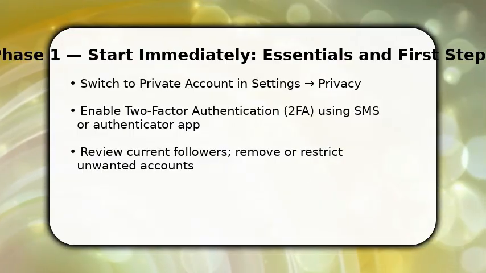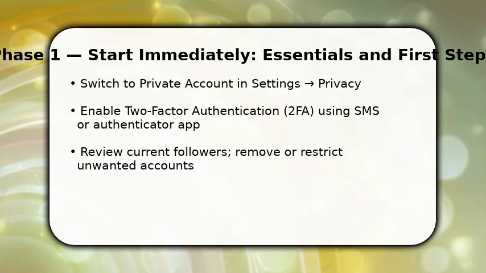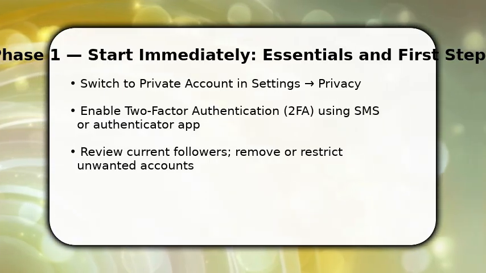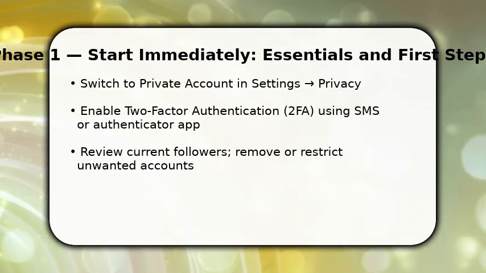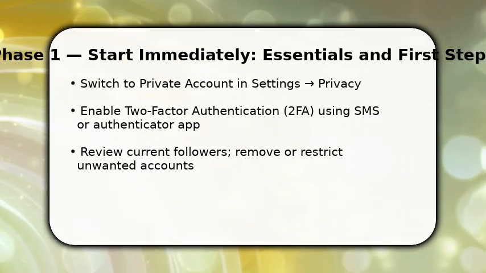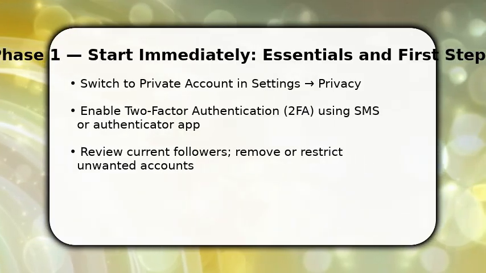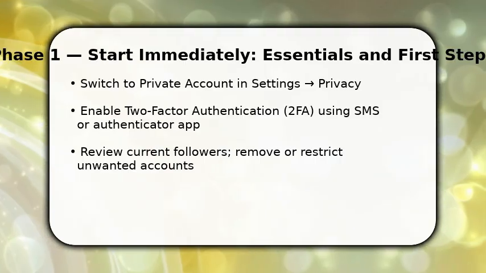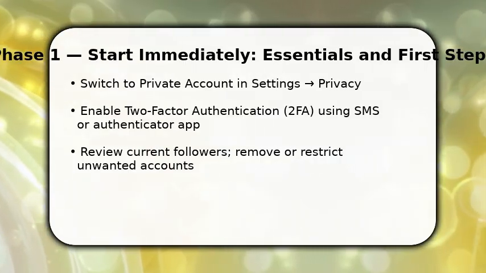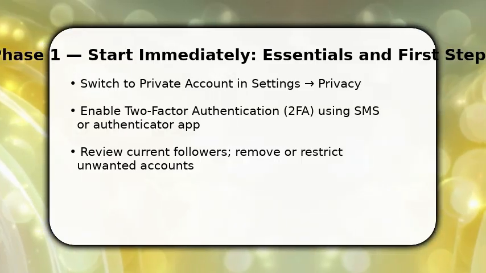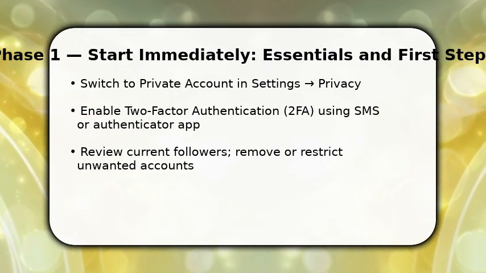You begin by locking your account and adding immediate protections. Go to Settings, right arrow Privacy, and flip on Private Account so only approved followers see your posts. Once done, enable two-factor authentication. Use an authenticator app for stronger security than SMS. Next, review your follower list and remove people you do not trust, or use Restrict to limit interactions without a block. These actions give you control now and reduce exposure, while you adjust deeper settings.